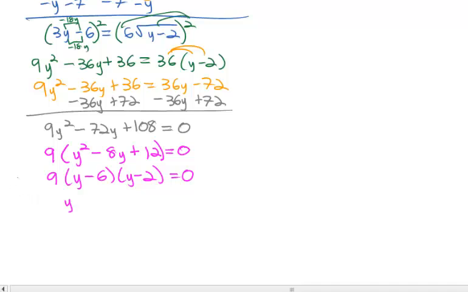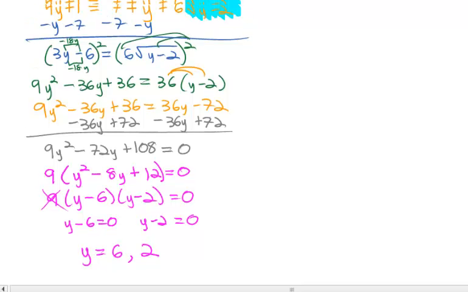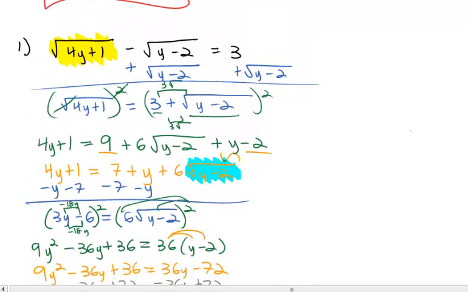And we set each factor equal to 0. The 9 doesn't have a variable in it. We don't care about that. y minus 6 equals 0, y minus 2 equals 0, giving us two possible solutions of 6 and 2. Possible solutions, though, because we have to plug them back into the original problem to make sure they work. Let's start with the 6.